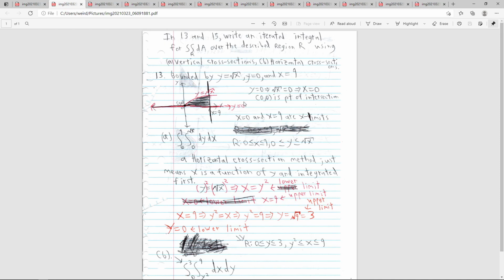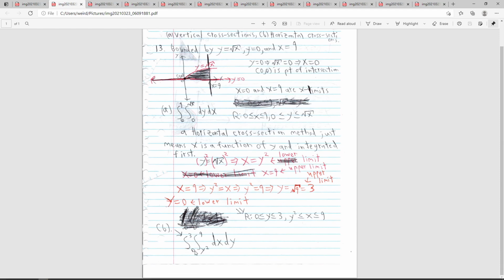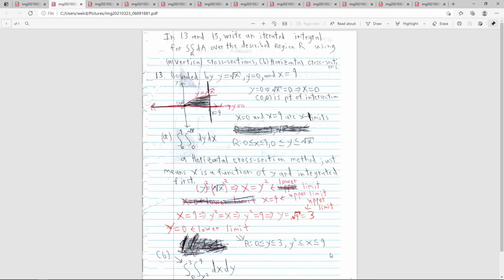We can just do y equals square root of x and have y equals square root of 9 from the beginning. So 0 to 3 is the bound for y, and y squared to 9 is the bound for x. And dx dy. And that's how you do it. Those are equivalent to each other. You get the same result.